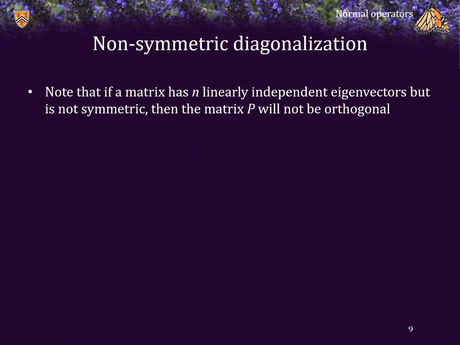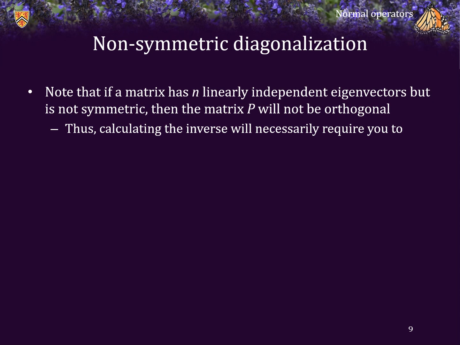Note that if a matrix has n linearly independent eigenvectors but is not symmetric, then the matrix P will not be orthogonal. So, for example, if the matrix has n different eigenvalues, then the eigenvectors corresponding to those n different values will be linearly independent of each other. The problem is, because the matrix is not symmetric, the matrix P will not be orthogonal.